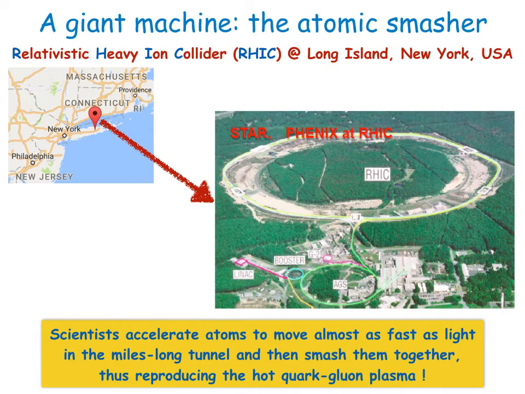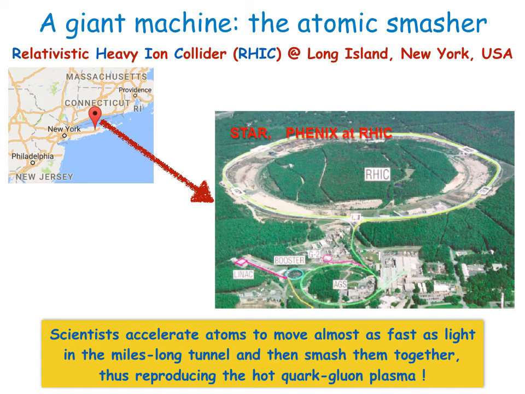Well, physicists are smart enough to figure out a way by building a giant machine called a high-energy collider to do this. One such machine is located on Long Island of New York in the United States, called the Relativistic Heavy Ion Collider, or RHIC for short. It was built by the Brookhaven National Laboratory, a facility of the U.S. Department of Energy. At RHIC, scientists accelerate the atoms, or more precisely, the nucleus cores of atoms, to move along the inside of miles of tunnel until they run around almost as fast as light.